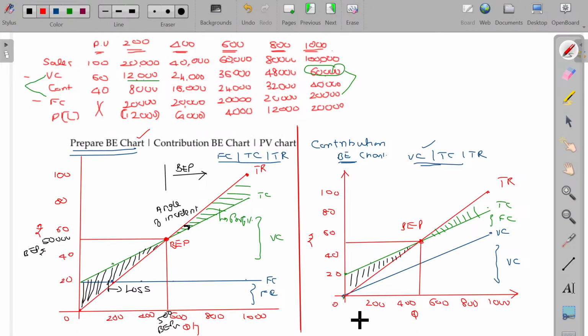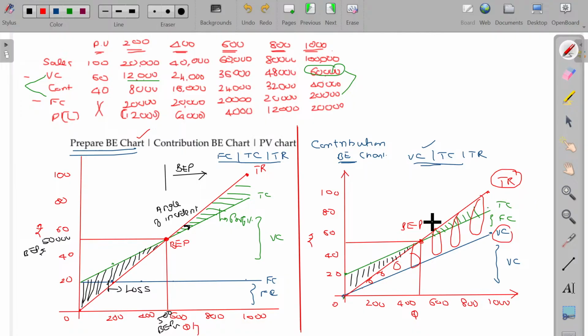What is the contribution? Total revenue minus total variable cost. Okay, sales minus variable cost is the contribution. So here, sales is this one, variable cost is this one. You can find out the difference here. The difference between total revenue and variable cost is nothing but contribution. The contribution is increasing. Earlier contribution is 0, thereafter increasing as sales grows. Okay, at 1000 units, the overall contribution being this much. This is contribution. In that contribution, you spend money for the fixed cost, balance is your profit. You understand?